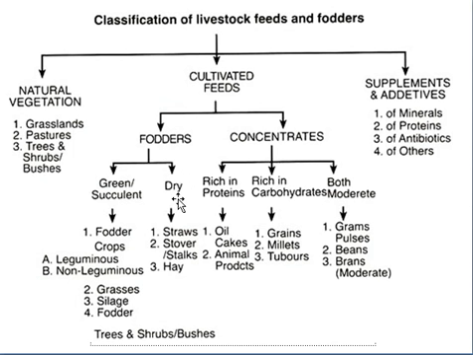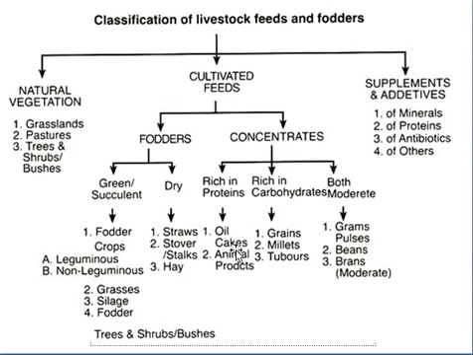And the second option is dry fodder. One is straws, wheat straw, rice straw. We use it for feeding livestock. Then stovers or stalks, and then hay, air-dried fodder or forage. So these are fodders. Then we come to concentrates.